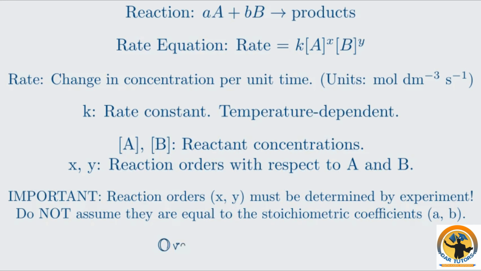Finally, the sum of the individual orders, X plus Y, is called the overall order of the reaction. This value is crucial because it directly affects the units of the rate constant. So, we have now defined rate equations, reaction order, and the rate constant, laying the groundwork for analyzing experimental kinetic data. Let's put that theory into practice.